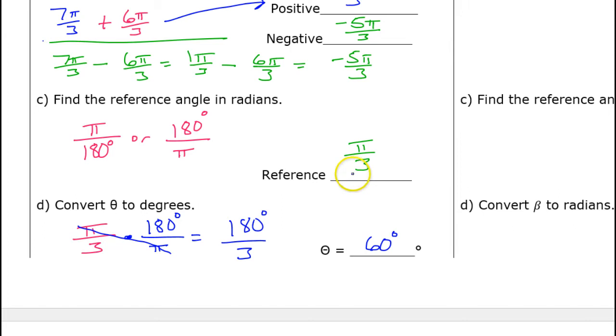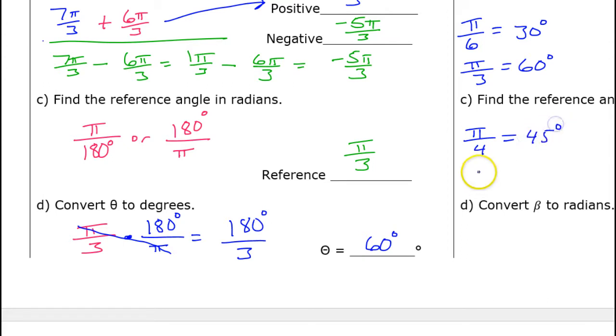Now, for a special angle like pi over 3, this is something that you should have memorized anyway. You should have memorized, for example, that pi over 6 is the same thing as 30 degrees. Those are special angles, so we have to memorize these. And pi over 3 is 60 degrees. Pi over 4 is 45 degrees. And pi over 2 is 90 degrees. These things should be memorized. And of course, pi itself is 180 degrees. These facts should be committed to memory. So you really shouldn't need any calculations to turn pi over 3 into 60 degrees. It should be a memorized fact.